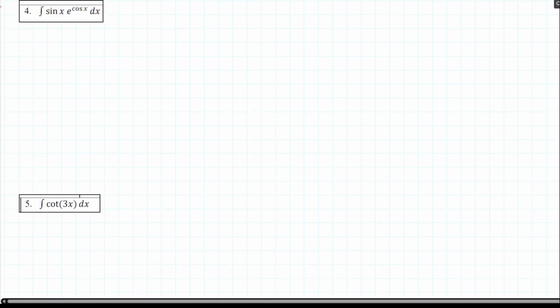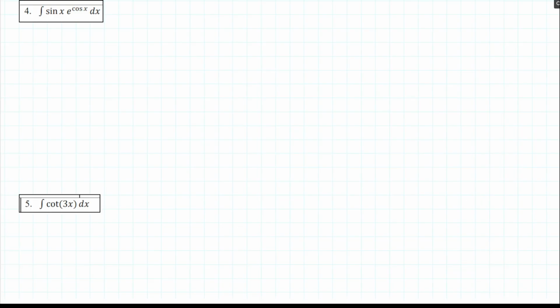Now let's solve the next problem. We have the integral sin x e to the cos x dx. You can see the derivative of cos x is available here. So you can choose u equal to cos x. Then du equal to the derivative of cos x, which is negative sin x dx. Then solve this equation for dx. So dx equal to du over negative sin x. Okay, let's keep it aside.